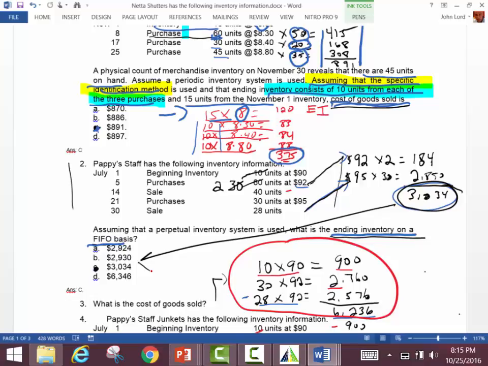Is there a question on this? Question? No? How about cost of goods sold? Who wants to talk me through the cost of goods sold?